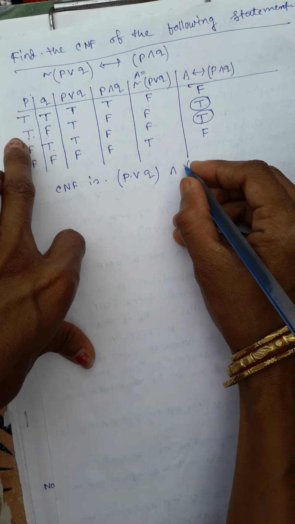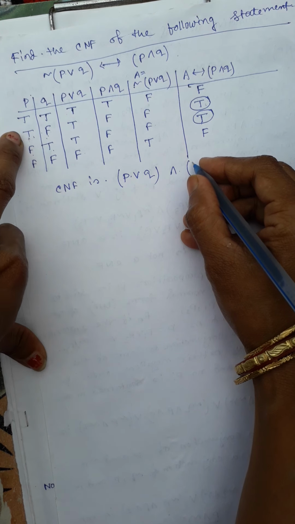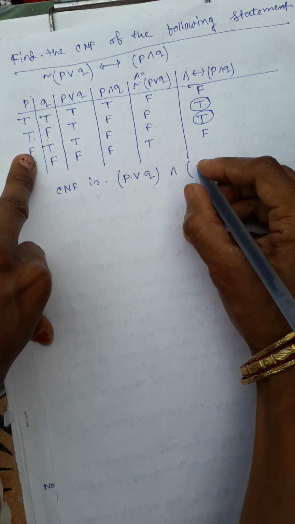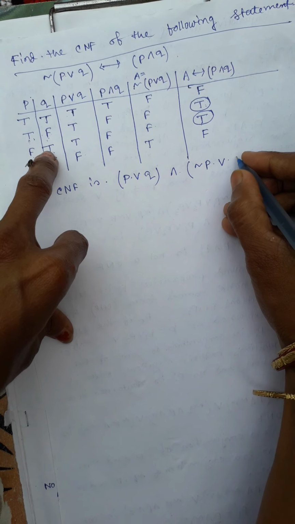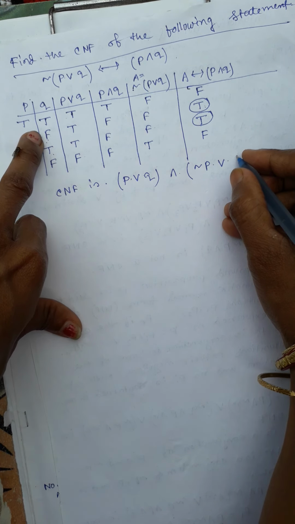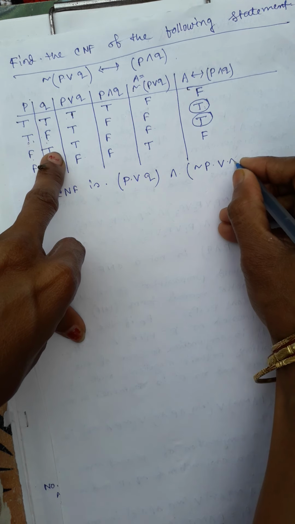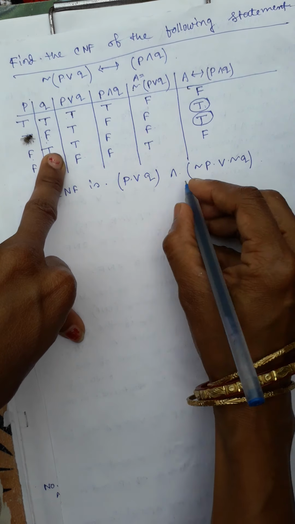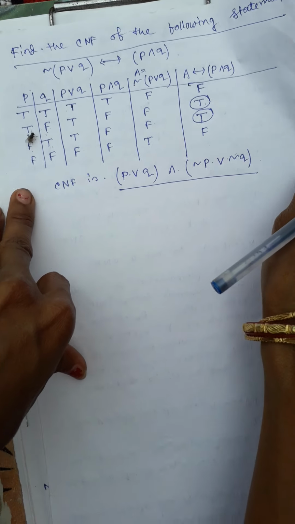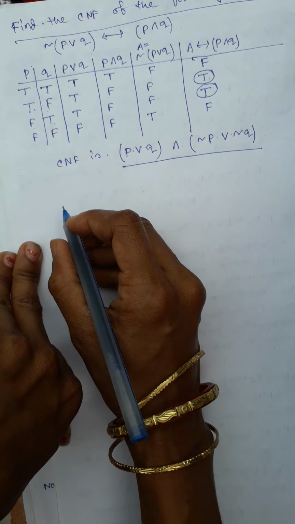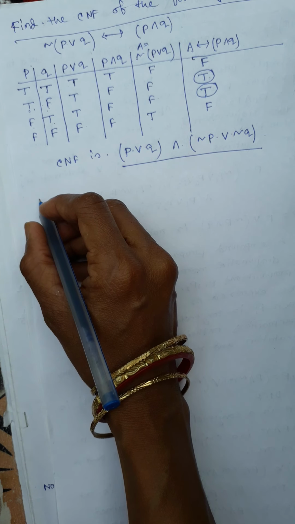then as this is true, we write P. That means this is false, that means we write here the negation of P, disjunction, here for the false position we write Q, so this is the negation of Q. Okay, so this is the CNF here. Clear? Next we find the DNF.